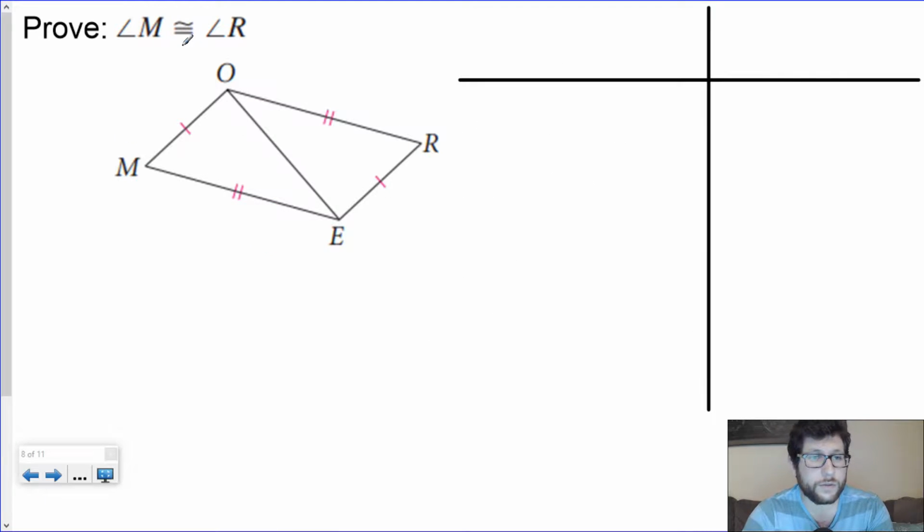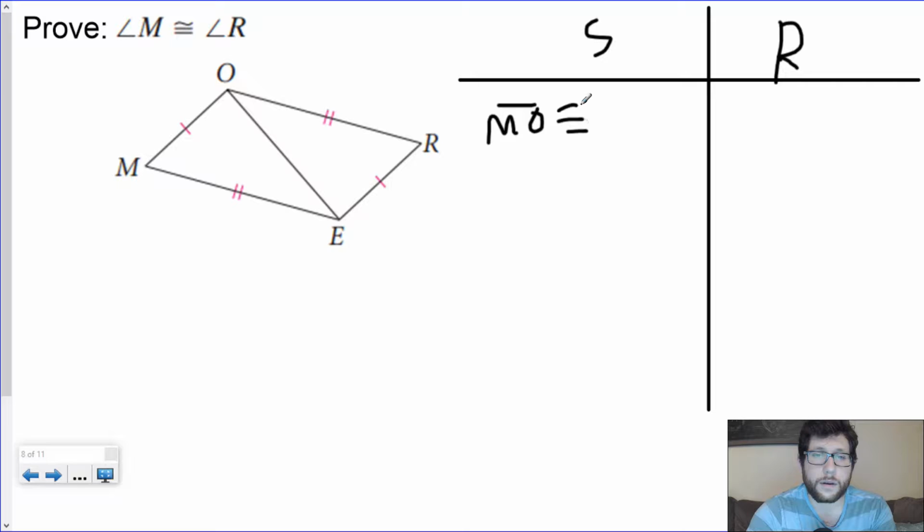So let's look at one more. And this one's actually, if anything, even easier. We want to prove that angle M is congruent to angle R. So here's my statements. Here's my reasons. I know that MO, M is that angle to O, is congruent to RE. And that's given. And then I also know that ME is congruent to RO. This is tricky stuff, I know.